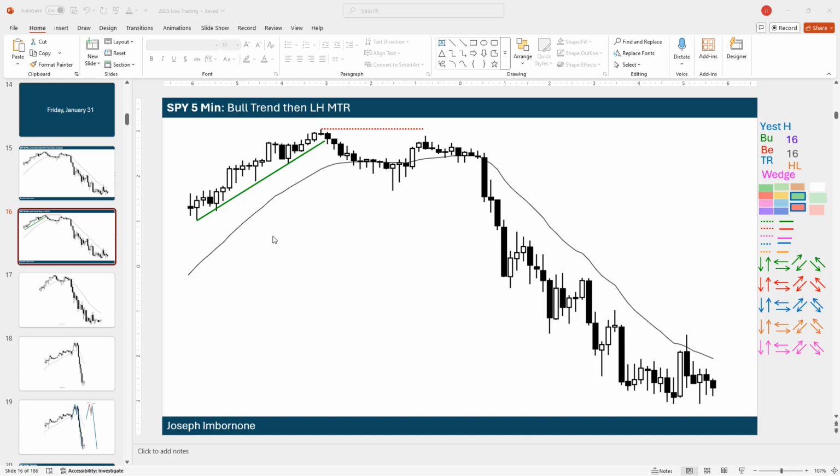So what I'm working on, I'm looking at yesterday's chart again. This is the 5-minute. This is actually the E-mini. I know it says the SPY, but this is the 5-minute E-mini chart. We had a bull trend on the open, trend line break, lower high, and then a major trend reversal.